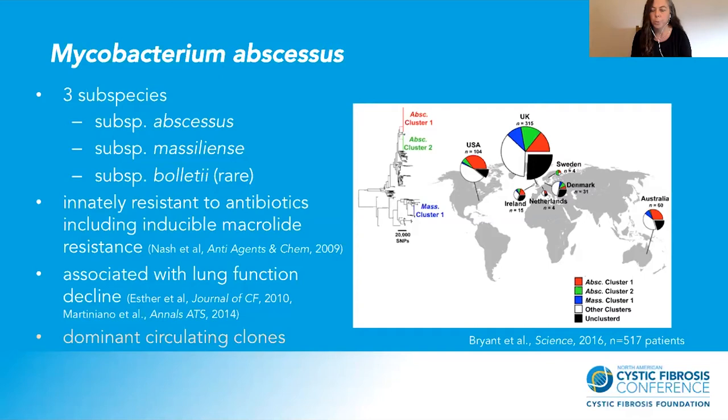So the pie charts here show the different proportions of the different clones at the different sites. And so even though they vary geographically, it's very interesting that all of the clones are identified in every site sampled.